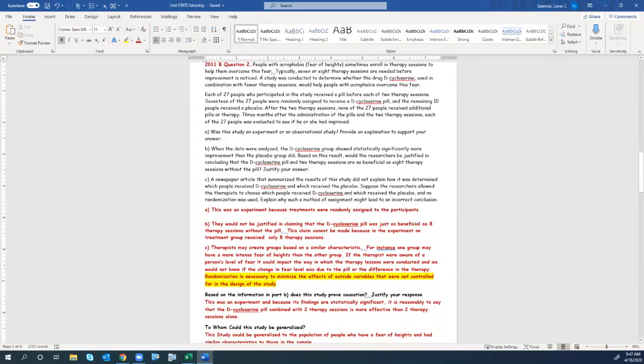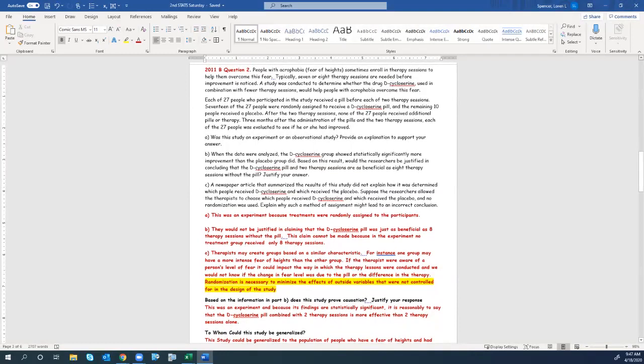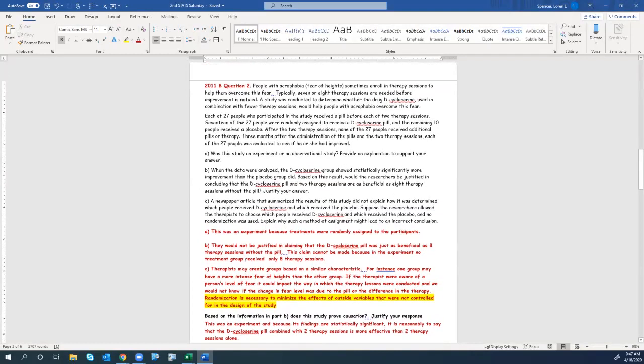All right, part C. A newspaper article that summarized the results of the study did not explain how it was determined which people received the medication and which received the placebo. Suppose the researchers allowed the therapist to choose which people received the medication and which received the placebo, and no randomization was used.